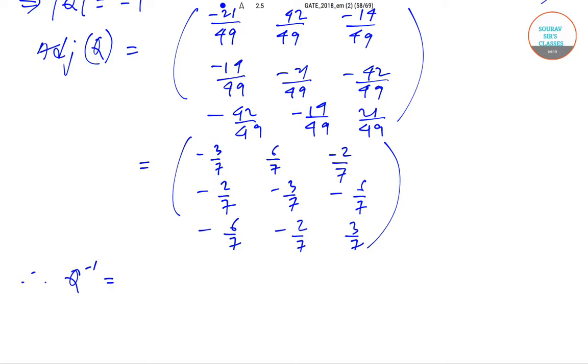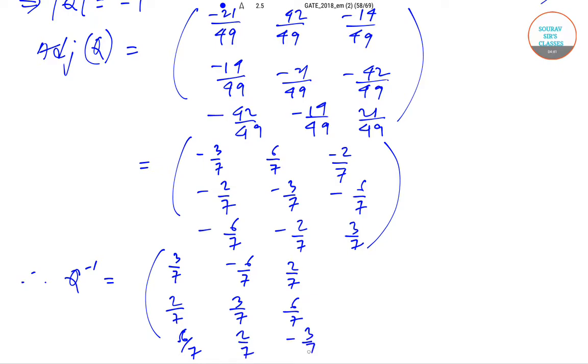So the minus sign will ultimately go and Q inverse will become 3 by 7, minus 6 by 7, 2 by 7. This is the first row. The second row is 2 by 7, 3 by 7 and 6 by 7. And the third row is 6 by 7, 2 by 7 and minus 3 by 7. Upon inspection we will find that this is equal to the matrix Q transpose, or basically the inverse is Q transpose. So as you can see, option C is the correct option.